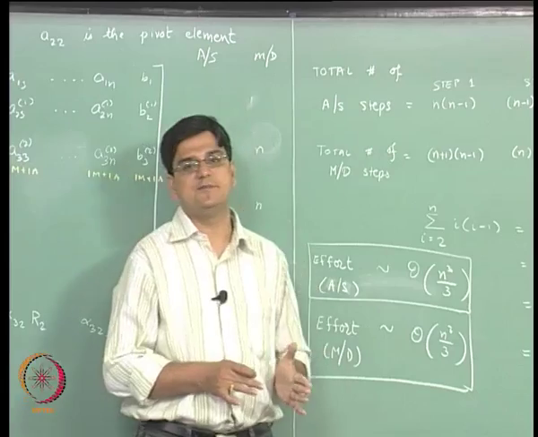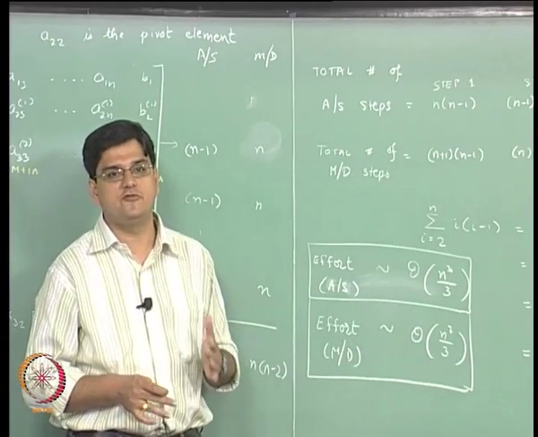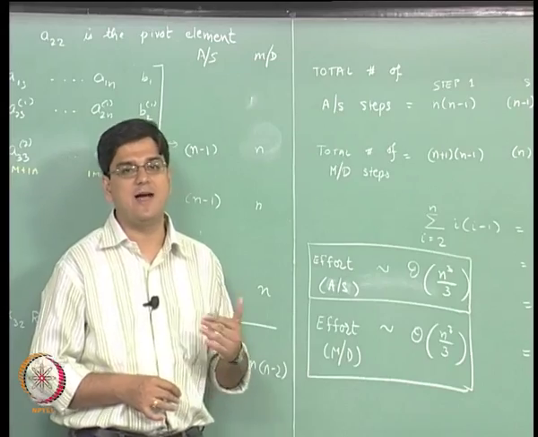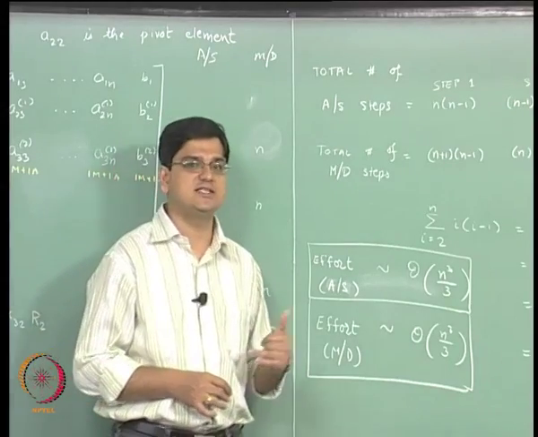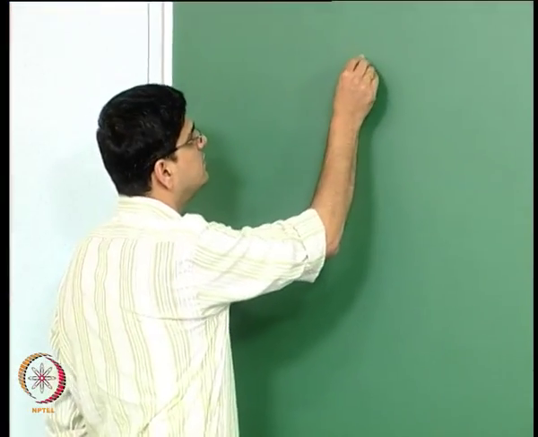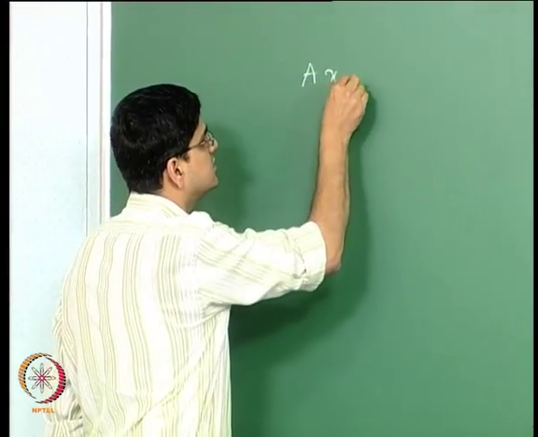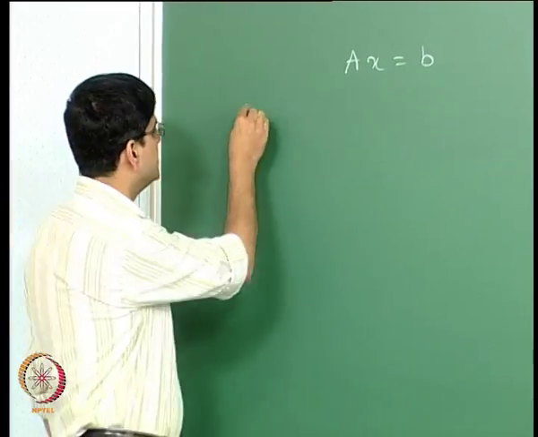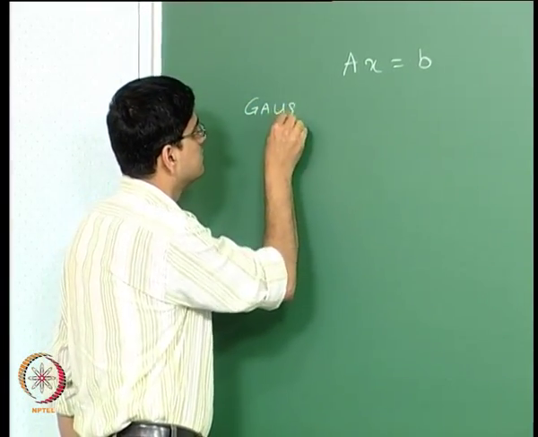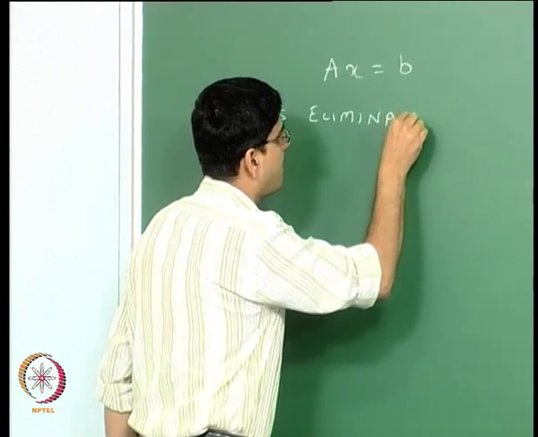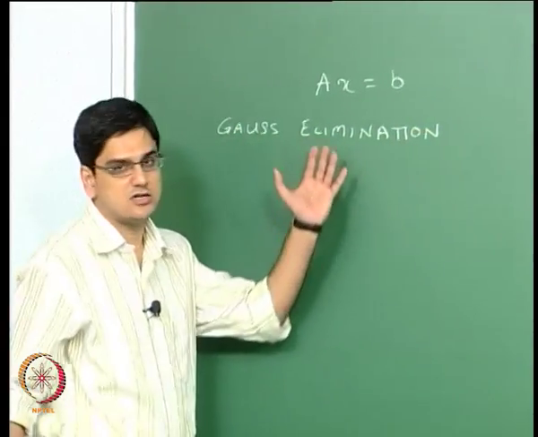In exactly the same manner, we can also compute the effort involved in back substitution, and if we were to do that, we will find out that the back substitution step scales as n squared and not as n cubed. Whenever we have any problem of the sort Ax equal to b, we can employ methods such as Gauss elimination to solve a general problem.